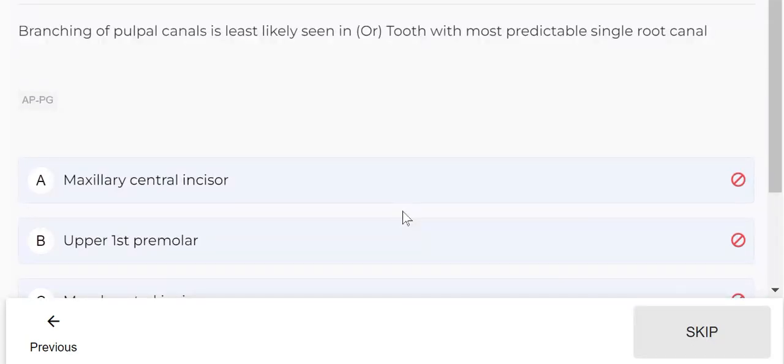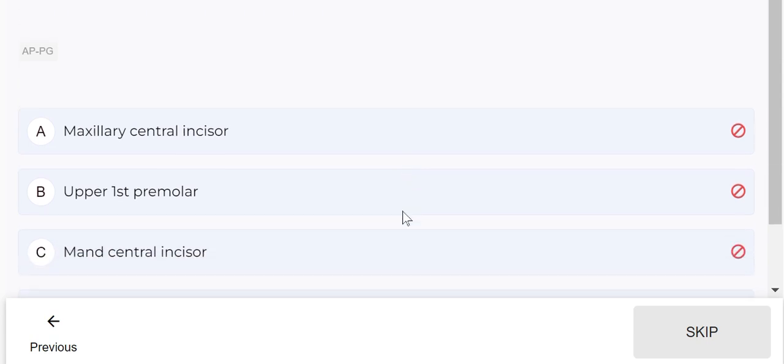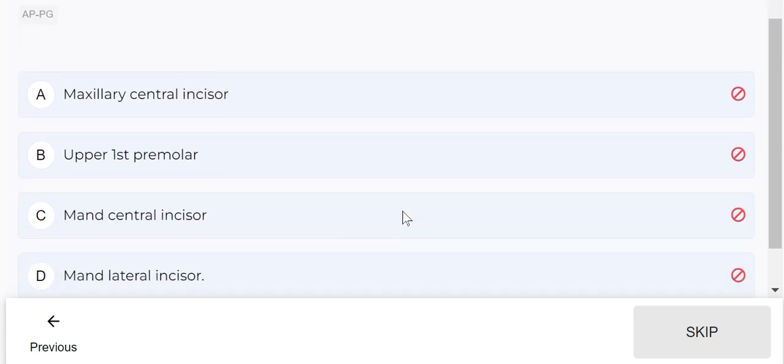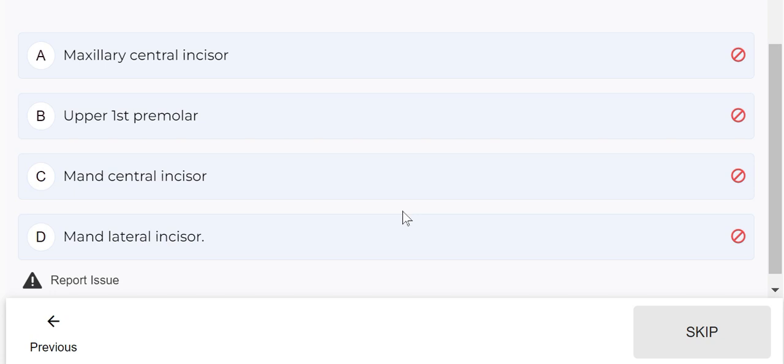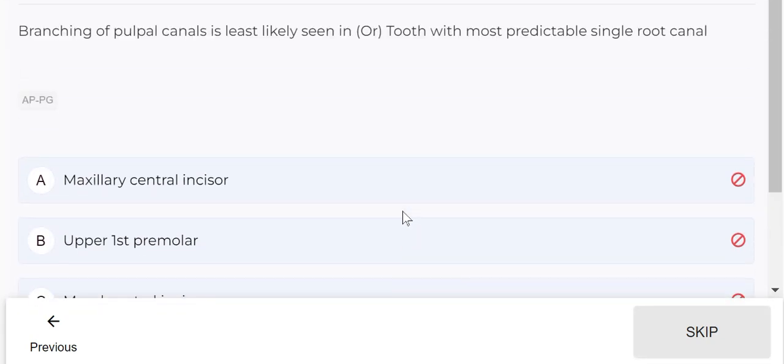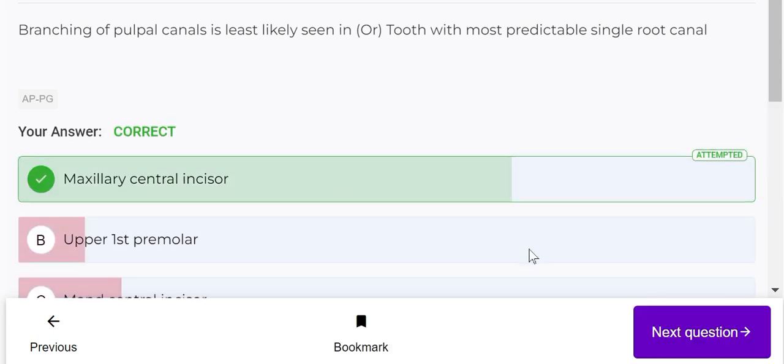Branching of pulpal canals is least likely seen in maxillary central incisor, upper first premolar, mandibular central incisor, mandibular lateral incisor. Branching is least likely seen in maxillary central incisor. Yes.